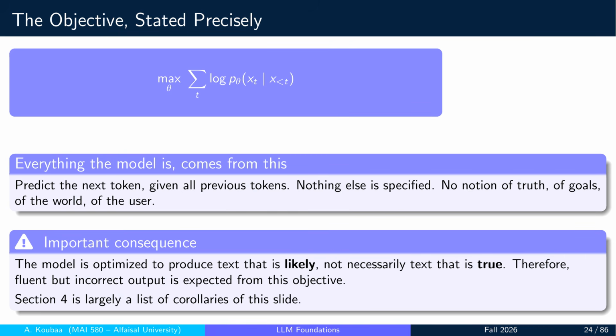Now, this raw objective alone doesn't give you the assistant you actually use. Let me lay out the full pipeline because you need the vocabulary. Step 1 is pre-training. Next token prediction over an enormous corpus. This is where the model acquires knowledge and fluency.